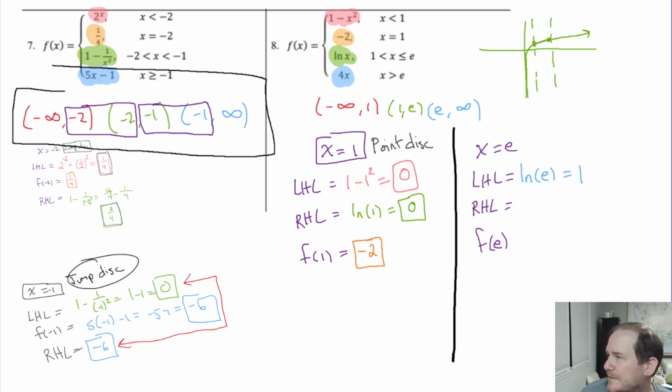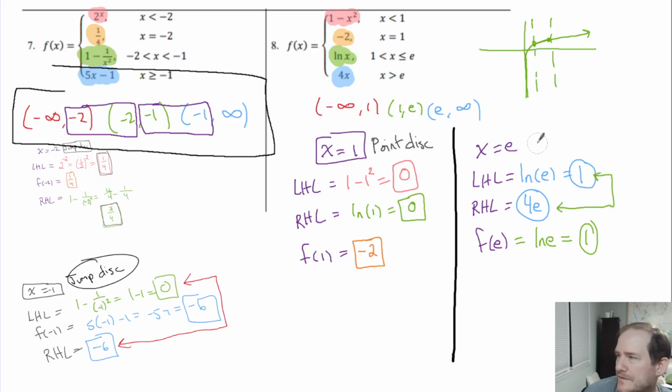The right-hand limit will come from the blue. So that'll be 4e, which again, I don't know what that is, but I know it's different from 1. And what's f of e? f of e is coming from the green again. So that'll be the ln of e again, which is 1. But again, I'm getting two limits that are different. So this will be another jump discontinuity.